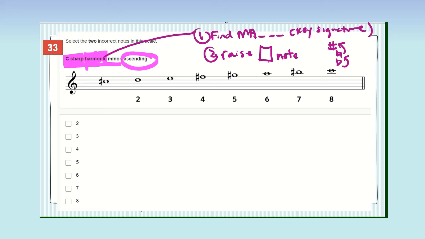So this question will be very good if you can read the note and write it out. Like this is a C sharp, then what note is this? Then you can look at the letters and check if they are correct or not. That will be easier.